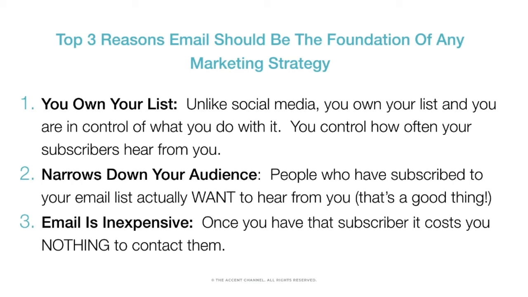Number 1, you own your list. Unlike social media, you own your list and you're in control of what you do with it. With social media, the algorithms are in control. You just can't be sure that your followers are seeing your posts at all. With email, you control how often they hear from you.